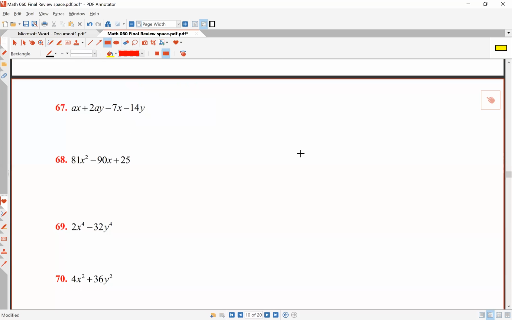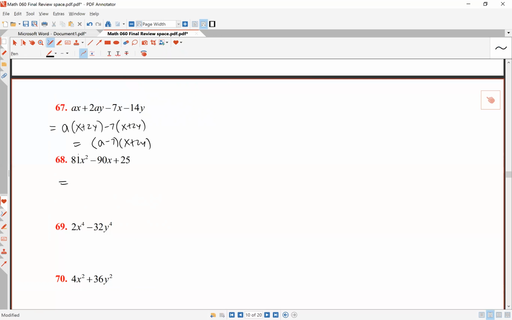Problem 67, whenever you have 4 terms, we factor by grouping. We're going to take the a out, we'll be left with x plus 2y. Take out the negative 7, and we'll be left with x plus 2y. Now we see that one of the factors is a minus 7, and the other one is x plus 2y.